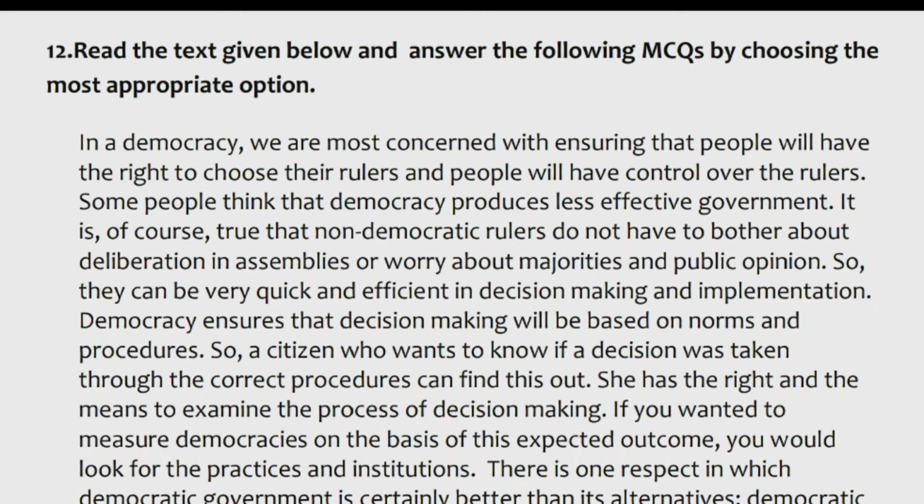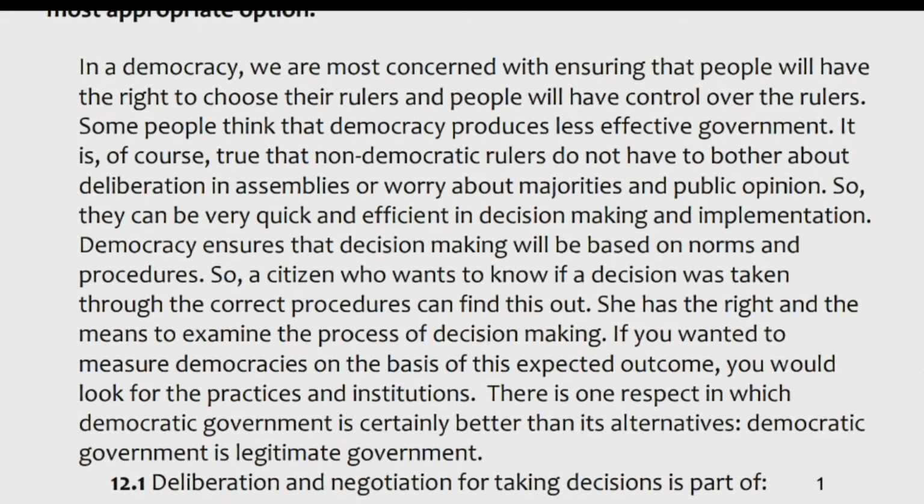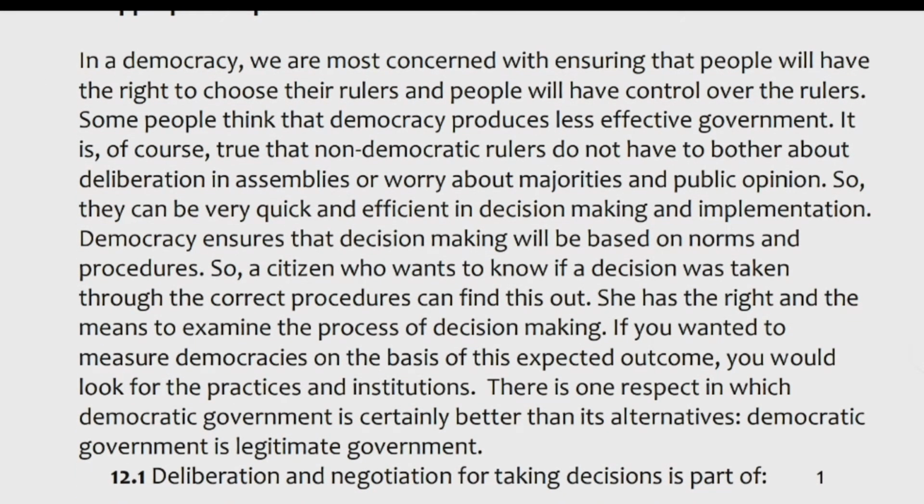If you wanted to measure democracies on the basis of this expected outcome, you would look for the practices and institutions. There is one respect in which democratic government is certainly better than its alternatives. Democratic government is legitimate government.